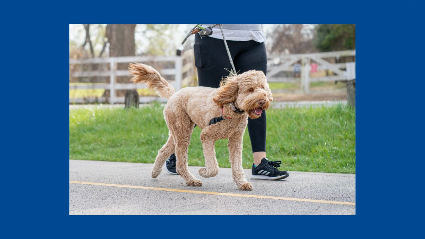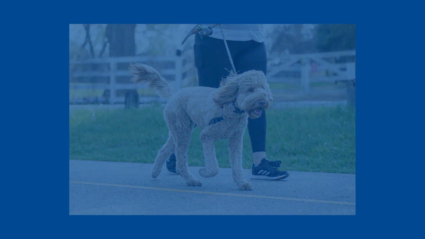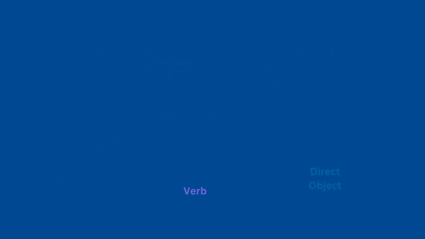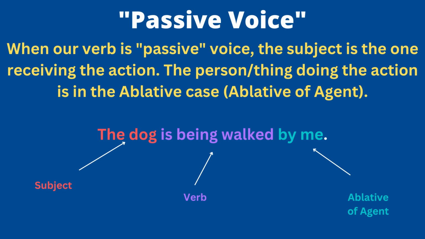So when you say I'm walking the dog, and the dog is being walked by me, you're probably visualizing in both sentences a dog out for a walk, which is fine. Except when you say I'm walking the dog, you're using an active voice verb. The subject, I, is actually the one doing the walking. I am walking the dog. When you phrase it the other way and say the dog is being walked by me, now the subject is not doing anything. The subject is the dog. When you say the dog is being walked, they're not doing anything. Something is happening to the dog. It's being walked by someone.